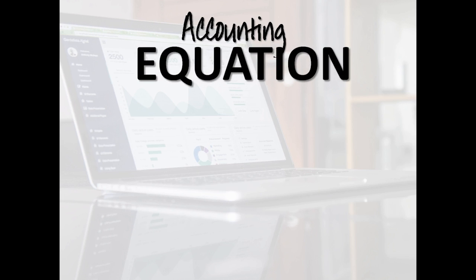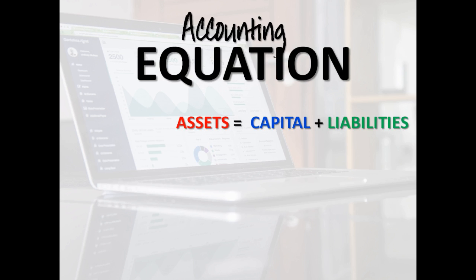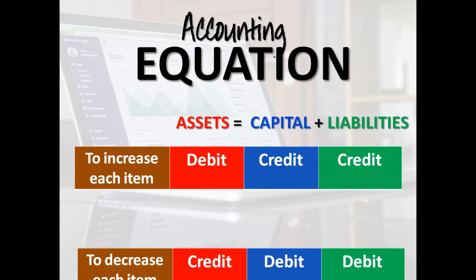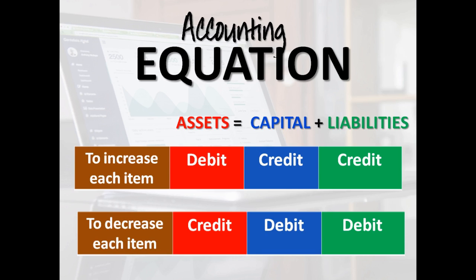Okay, fantastic. Now let's look at the accounting equation in another way. Our equation is assets is equal to capital plus liabilities. So to increase an asset, we debit it. To increase a capital, we credit it. To increase a liability, we credit it. And then to decrease an asset, we credit it. To decrease capital, we debit it. To decrease liabilities, we debit it.